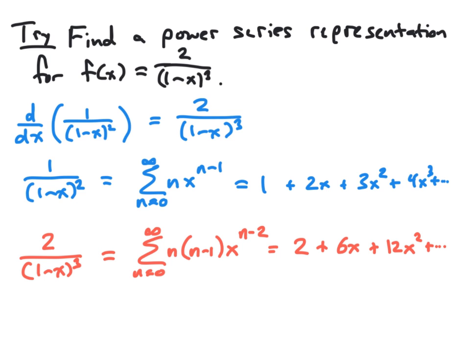Differentiating each term here of our power series, we obtain the desired power series representation to be the series from n equals 0 to infinity of n times n minus 1 times x to the n minus 2, which has the first several terms of 2 plus 6x plus 12x squared.